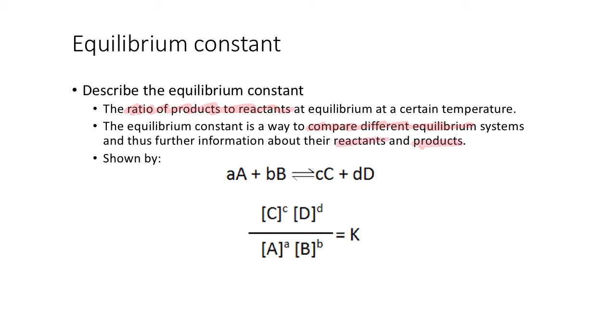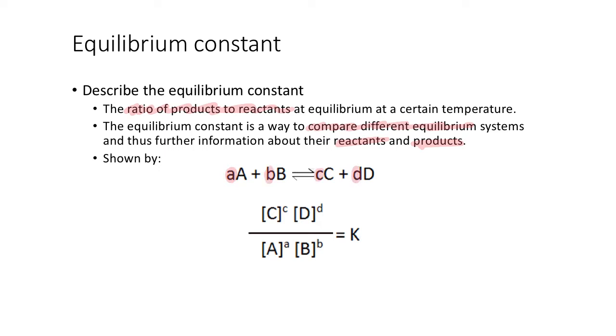The idea is that each reaction is different. When reaction 1 is at equilibrium, it's going to have a different ratio of products to reactants than reaction number 2, and so we need a way to compare them. The way we compare them is to create this equilibrium constant, which is a number that we can compare.